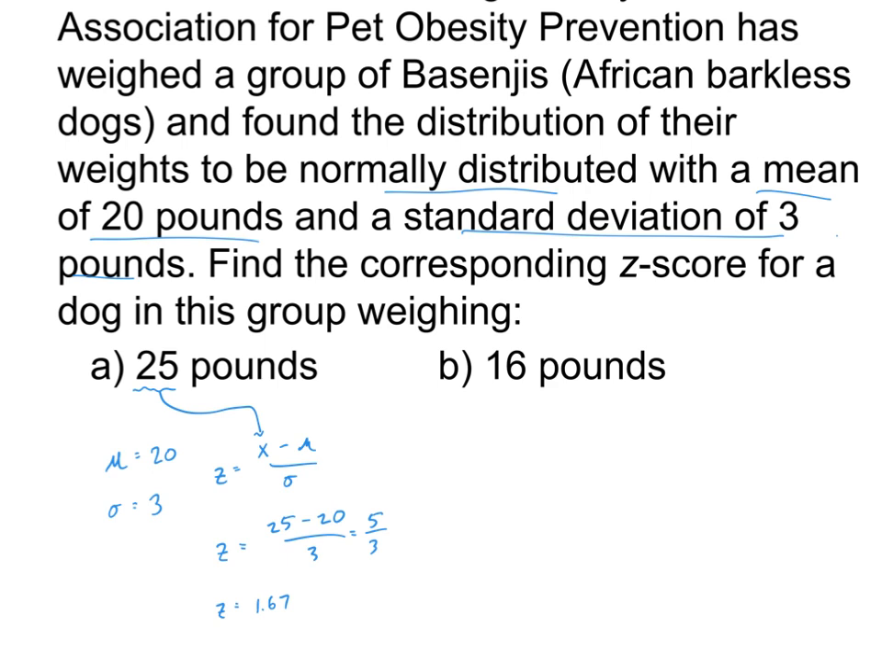Okay, for part B, for our 16-pound dog, we're going to do the same thing. z equals x, the data point, 16, minus mu, the mean, 20, divided by sigma, the standard deviation. 16 minus 20 is negative 4. The negative matters here. Now, because we're below the mean, our z-score is negative. And negative 4/3, the z-score is negative 1.3 repeating. I'll round that to negative 1.33. Okay, so we could mark those on our normal distribution. We could draw it out and mark them on there. But like I said, we'll save that for the next video where we put it all together.